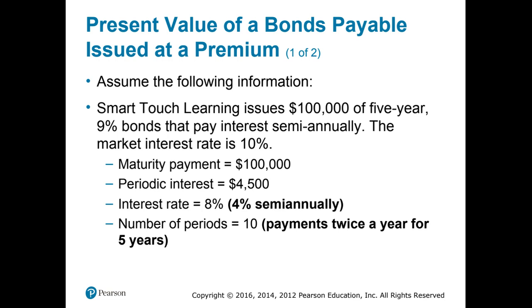So we're going to assume the following information. Smart Touch Learning issues 100,000 5-year 9% bonds that pay interest semi-annually. The market interest rate is 10%. We've got our maturity payment of 100,000, periodic interest of 4,500, our interest rate, and our number of periods, which is 10. These payments are made twice a year for 5 years, so that means we're going to pay them 10 times.